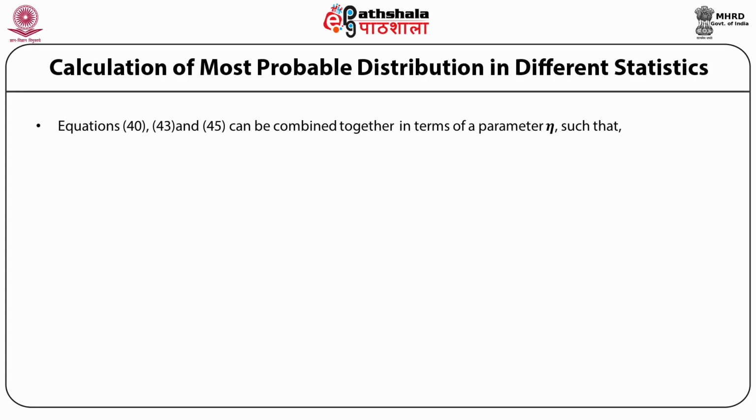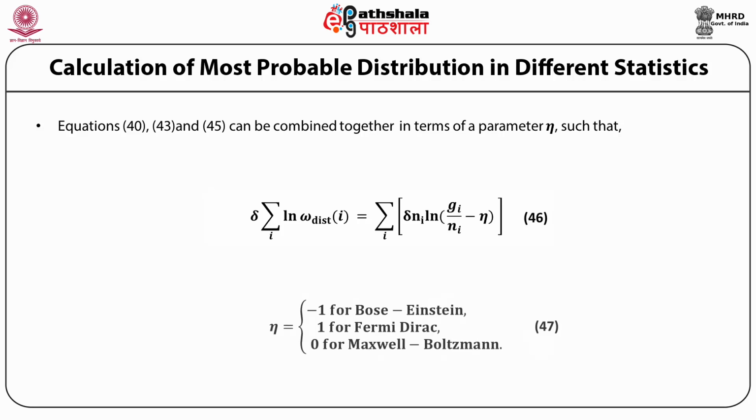Equations 40, 43 and 45, which we got respectively for Bose-Einstein distribution, Fermi-Dirac distribution and Maxwell-Boltzmann distribution, can be combined together in terms of a parameter eta such that variation in summation over i log of W over a distribution is equal to summation over i delta ni log of (gi upon ni minus eta), where eta is equal to minus 1 for Bose-Einstein statistics, 1 for Fermi-Dirac statistics, and 0 for Maxwell-Boltzmann statistics.